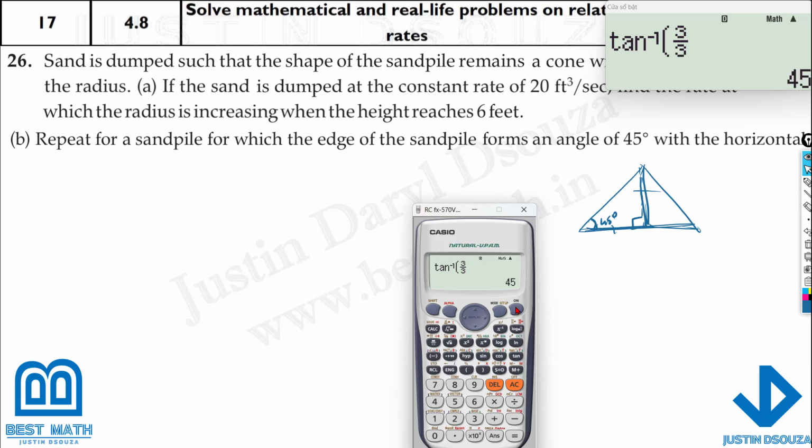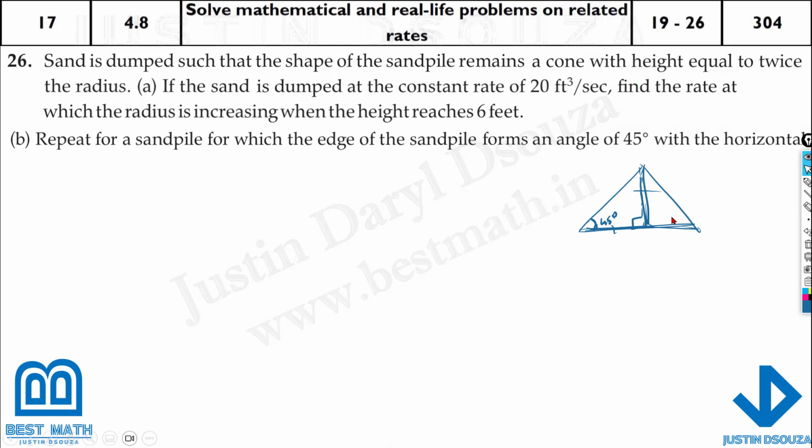So that's the reason. Or if you just multiply tan 45 by any of the sides, you're going to get the same side. They are equal. So 45 degrees means these both are equal here. So if they both are equal, that is the radius and the height are equal, then dr by dt must be equal to dh by dt. So the rates are also equal. That is what it says. Now then we will solve it up.